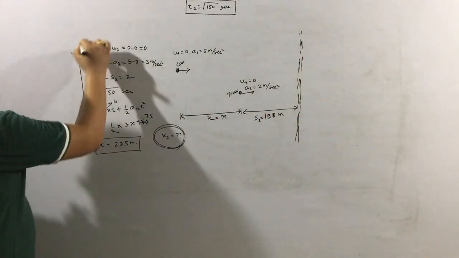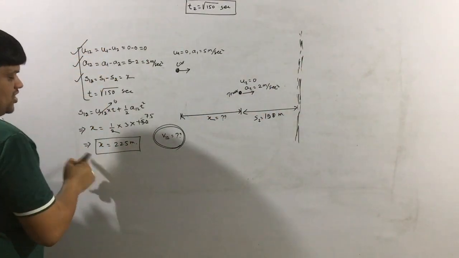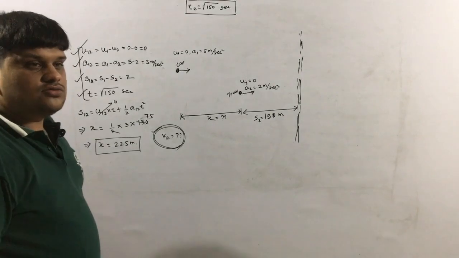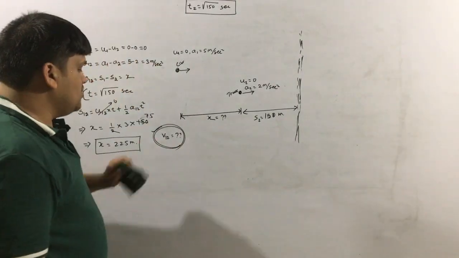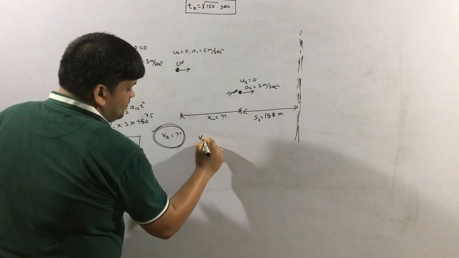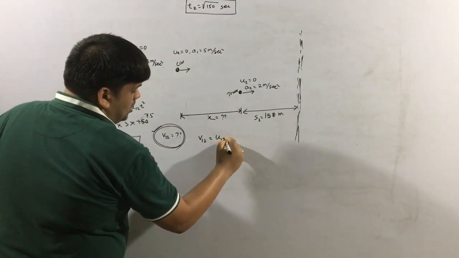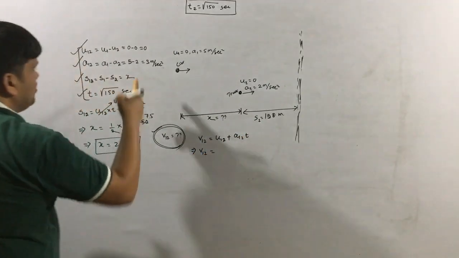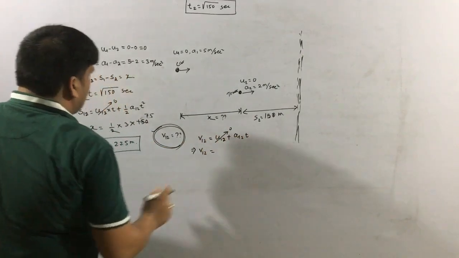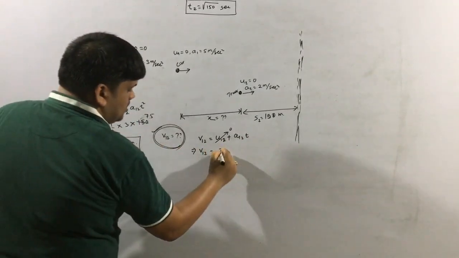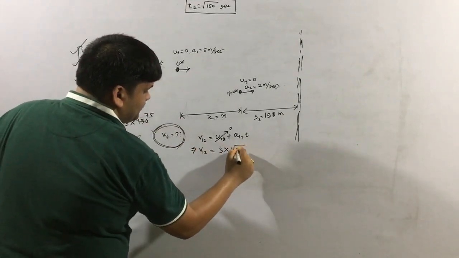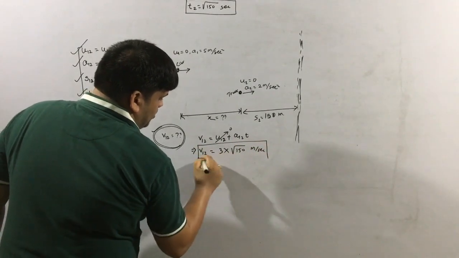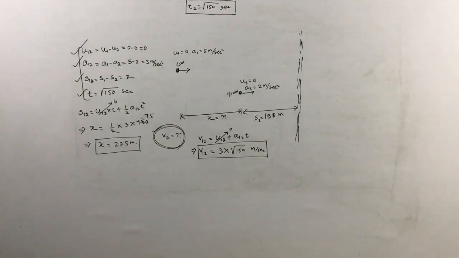So again, u is given, a is given, s we have already found out, t is also given, and you have to find v. So either you can use the first equation or you can use the third equation to find the value of v. So how can I find it? I can just write the first equation, v equal to u plus at, or v12 equal to u12, which is 0, so this part is 0, plus a12, which is 3, times t, which is root 150. So this much meter per second. This is the value of v12, the velocity of the car with respect to the truck at the time of overtake.